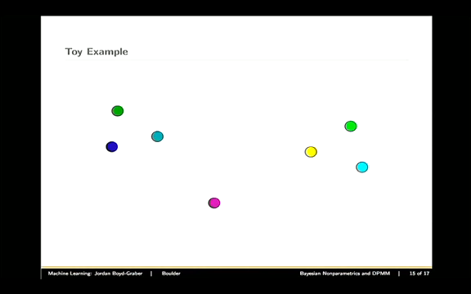All right, so here's a toy example. We'll initialize every point being in its own cluster, which is not the greatest initialization, but this is a toy example.